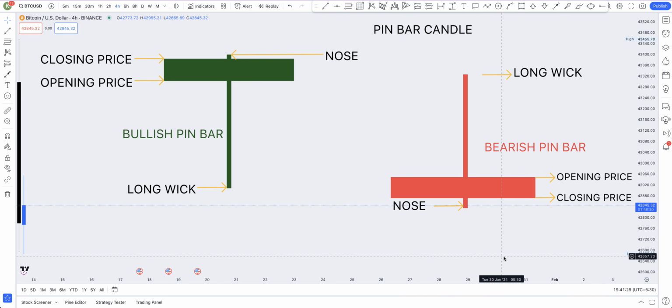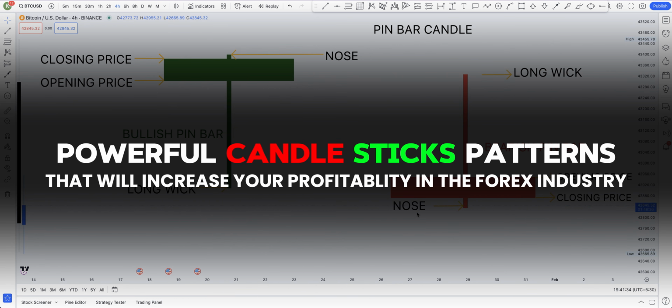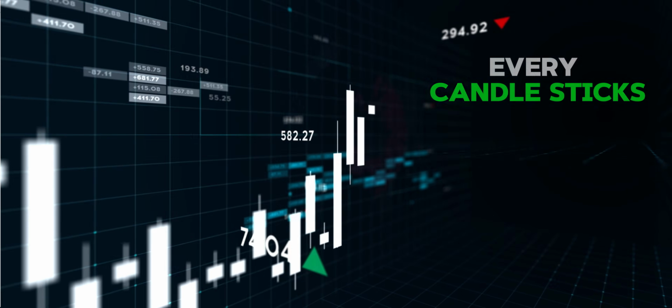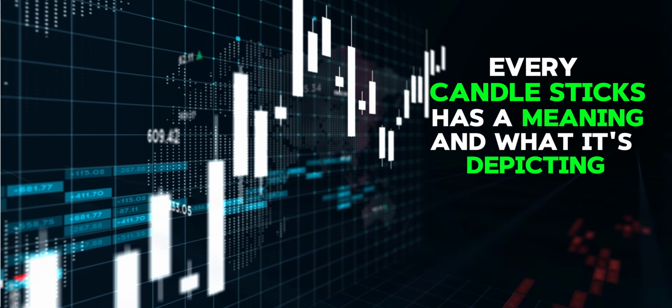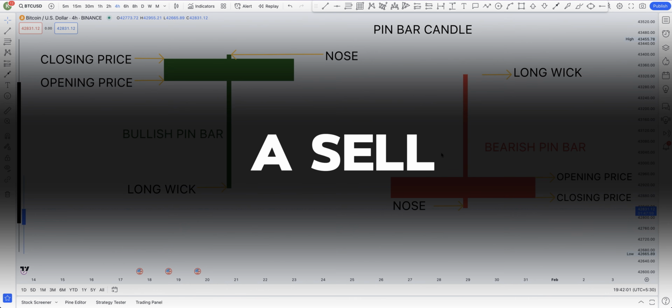In today's video, I'll be talking about two powerful candlestick patterns that will increase your profitability in this forex industry. Also, when you look at your chart, every candlestick you see there has a meaning and what it's depicting. So when you find these candlesticks at any of your points of interest or area of value or area of interest, then you can confidently take a buy or a sell trade.